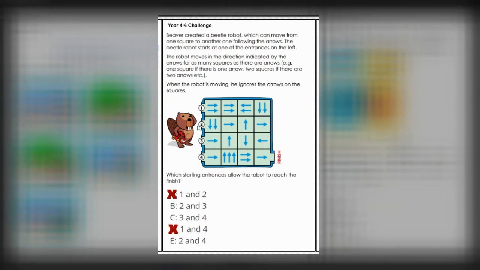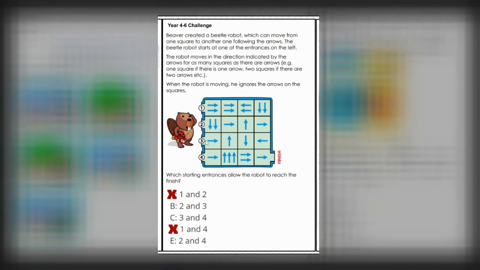Let's try entrance 2. So move down 2 squares, 1, 2, move to the right 1, 3 up, 1, 2, 3, 2 across, 2 down, 1 left, 1 down, 2 right. So then we've come to the finish. So entrance number 2 has worked.